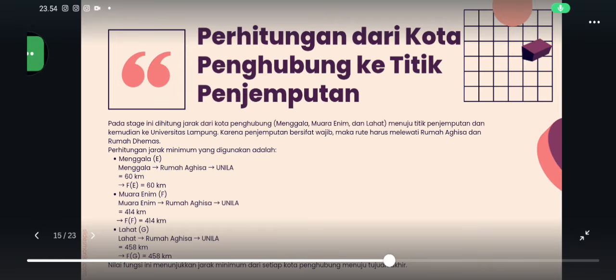At this stage, the distance from the connecting cities Manggala, Muara Enim, and Lahat to the pickup point and then to the University of Lampung is calculated. Since pickup is mandatory, the route must pass through Aghisa's house and Dhemas's house. The minimum distance calculation used is Manggala to Aghisa's house and the University of Lampung, which is 16 kilometers. This function value shows the minimum distance from each connecting city to the final destination.